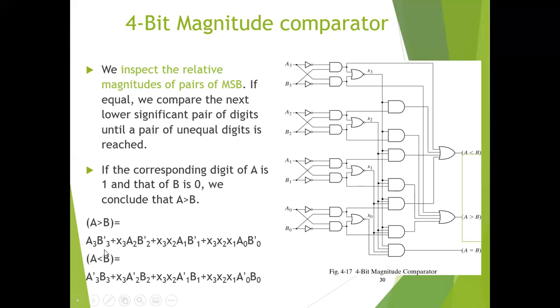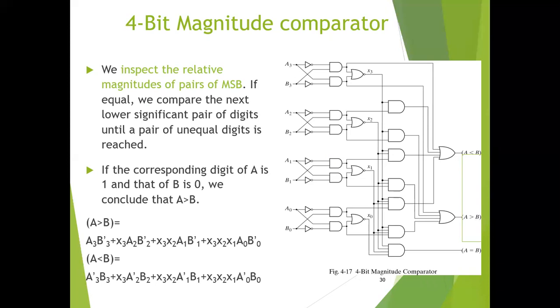As we know, when we compare the symbols, the output variables A is greater than B and A is less than B are binary output variables that are equal to 1. This will be equal to 1 if A is greater than B, and this output variable A is less than B will be equal to 1 respectively. Whichever condition is satisfied, that output will be equal to 1.